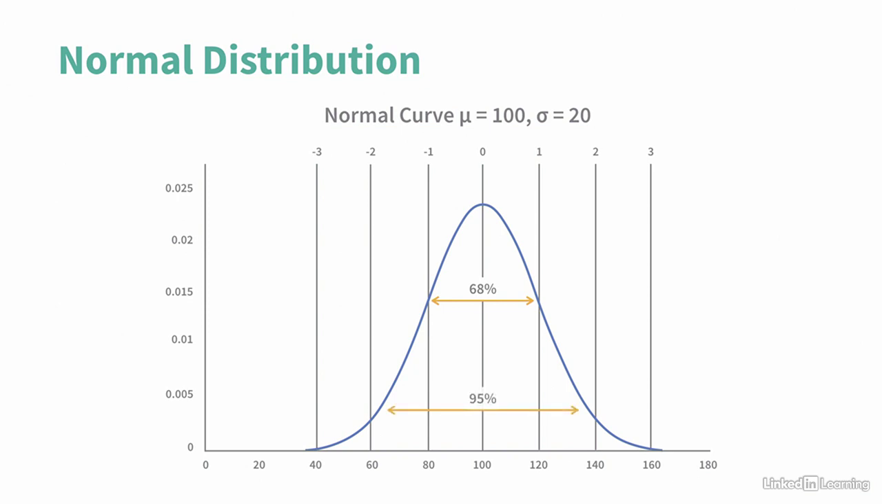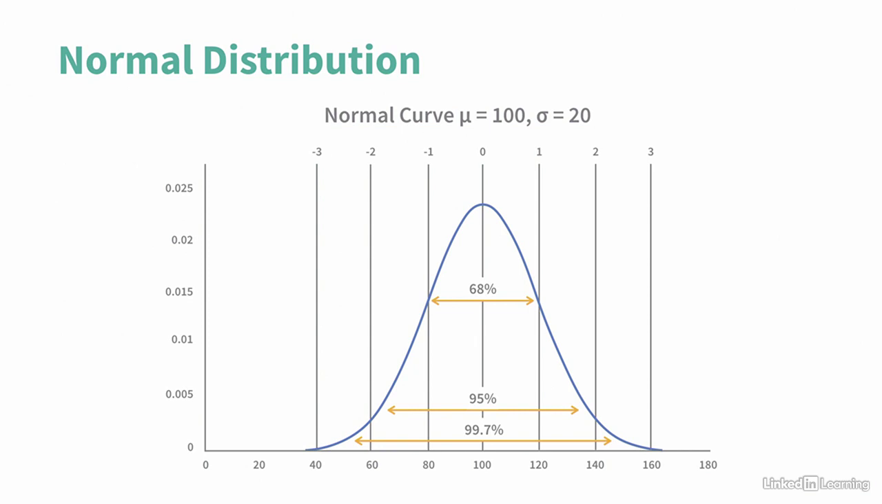You can also expect to see about 95% of your values within two standard deviations plus or minus, between 60 and 140, and approximately 99.7% of values within three standard deviations plus or minus. And of course, the probabilities of seeing other values get smaller as you go further away from the average. It doesn't mean they never occur, but it does mean that they are very rare.